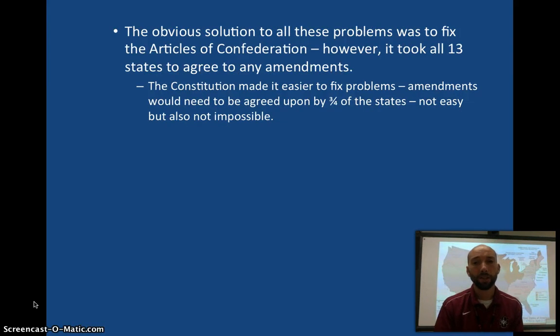The obvious solution to all these problems was to fix the Articles of Confederation. However, it's going to take all 13 states to agree to any amendments, because that's another problem with the Articles: it had to be unanimous for the Articles to be changed. Well, Rhode Island doesn't even show up. So the Constitution makes it easier to fix problems because it says you only need 3/4 of states to change the Constitution. So it's not easy, but it's also not impossible.